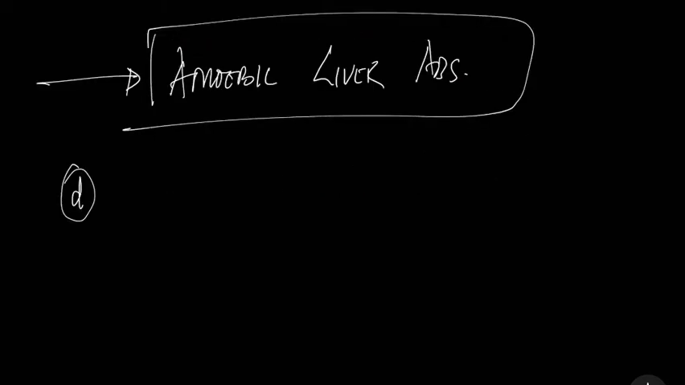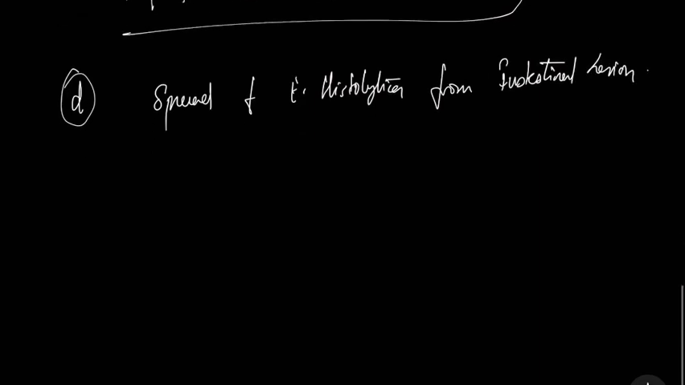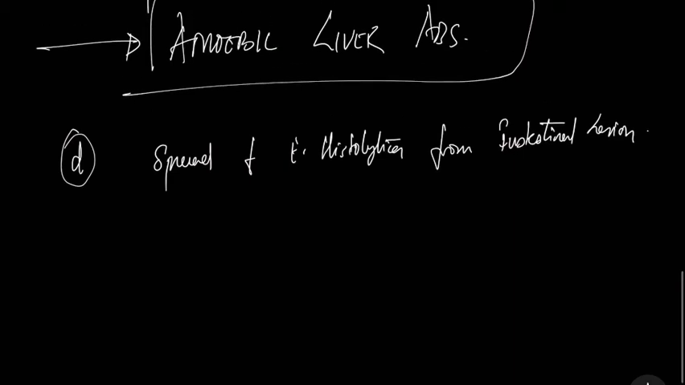So to define amoebic liver abscess, this liver abscess occurs due to the spread of Entamoeba histolytica from an intestinal lesion. All right. Now, so we know the etiology here is that the causative organism is Entamoeba histolytica.